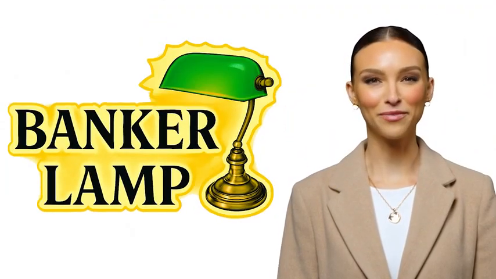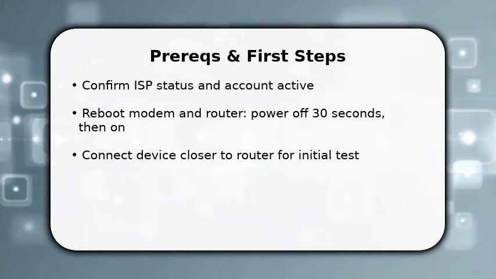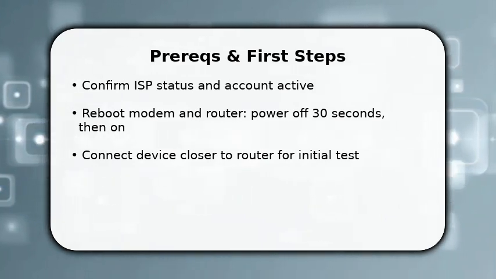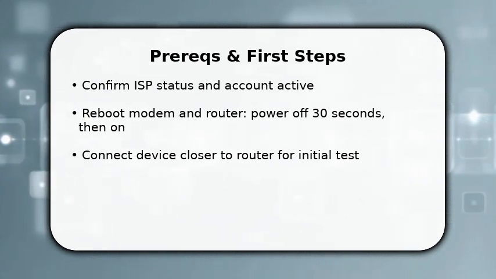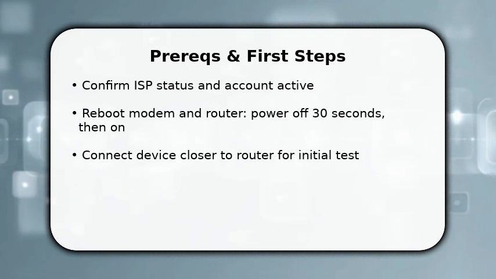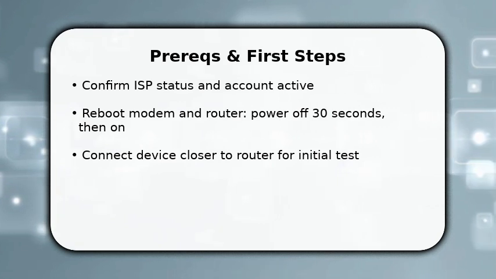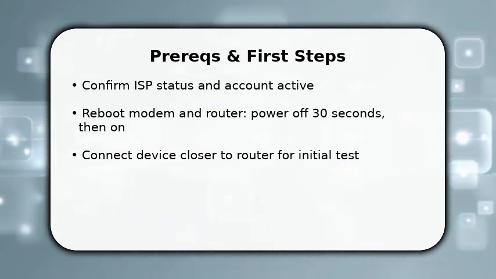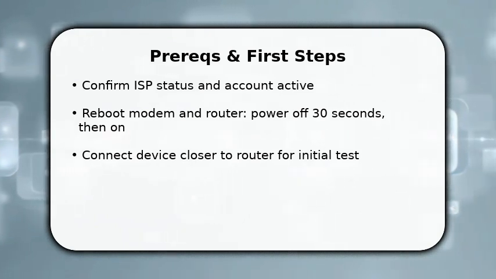Please enjoy the video. You start by confirming your ISP service is active and your account isn't suspended. This rules out external outages. Next, power cycle the modem and router: turn both off, wait 30 seconds, then power back on to clear transient faults. Once done, move your device within a few feet of the router and test the connection. This isolates range issues versus hardware faults.